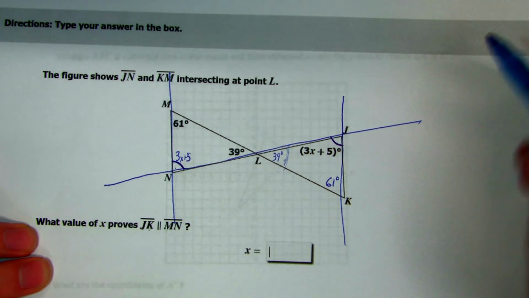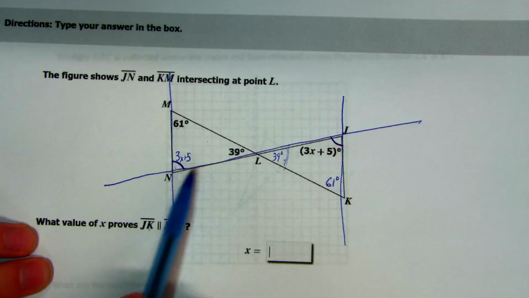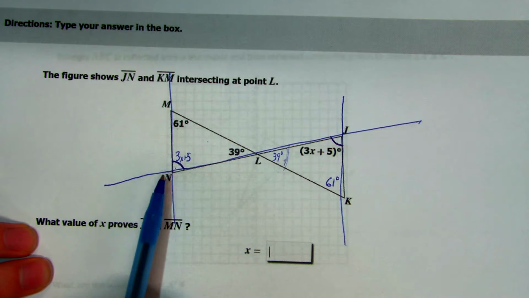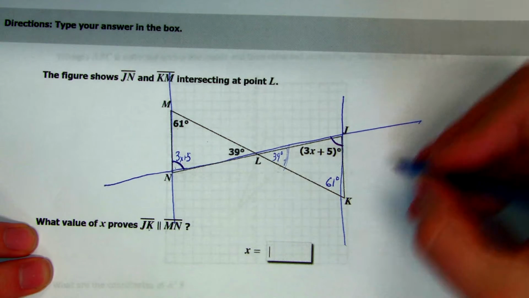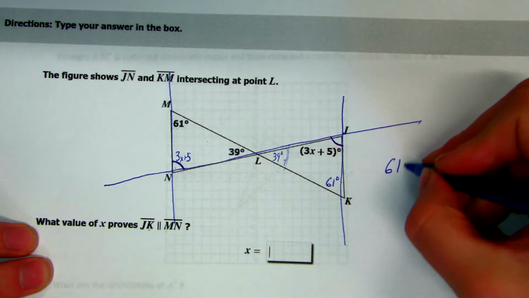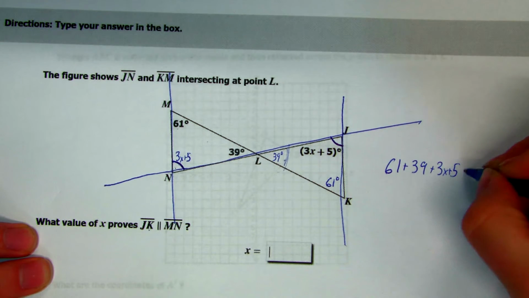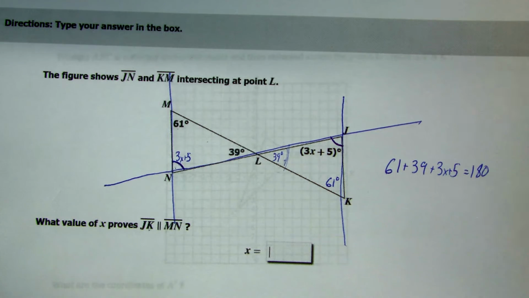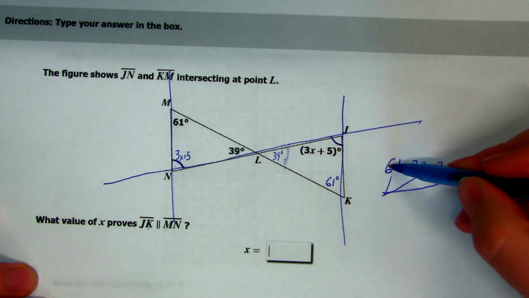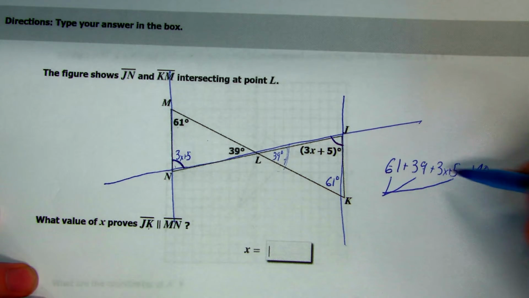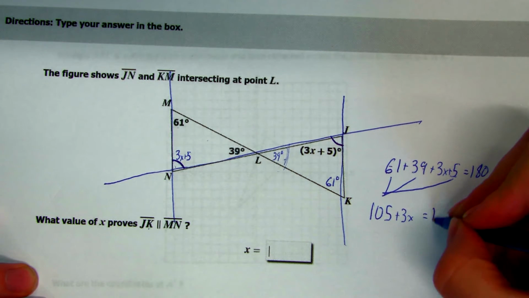To answer this question, you would look at either of your triangles. I think the left one might have been easier because you only had to put in one piece of information. And you would say that the three angles inside the triangle add to 180 degrees. So we would have 61 plus 39 plus 3x plus 5 is equal to 180. To solve this equation, we might take all of our numbers and combine them. 61 and 39 makes an even 100. 105 plus 3x is equal to 180.